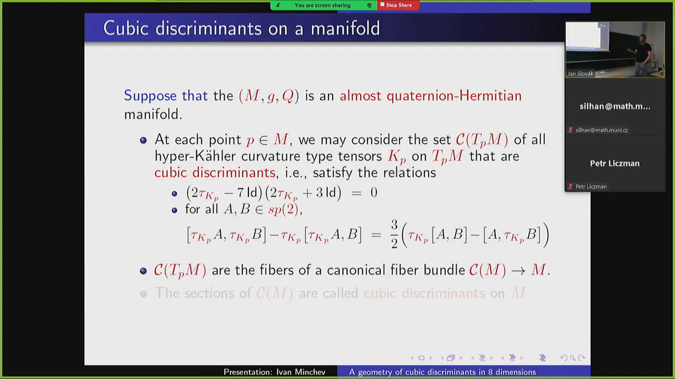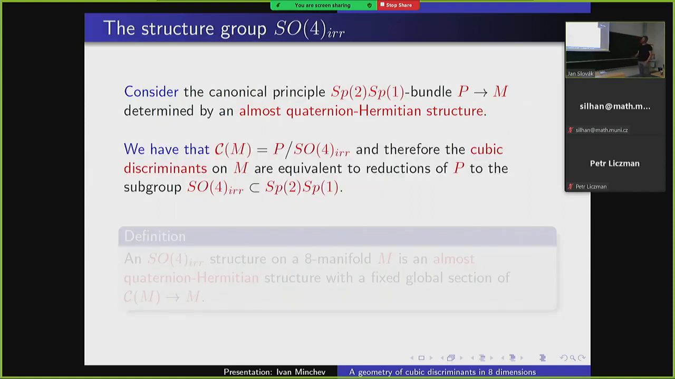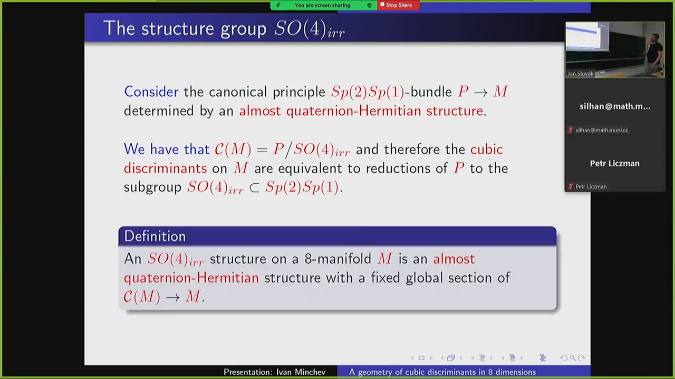And then of course we have a canonical fiber bundle with 7-dimensional fibers. And the sections of this fiber bundle we call just cubic discriminants on the manifold. And from the whole construction, it is clear that having a cubic discriminant on an almost quaternion Hermitian 8-manifold is the same as having a reduction to the SO4 irreducible, because of this algebraic procedure which I described before. These are just tautologies, so there's nothing more to say about it. So we just write it as a definition.